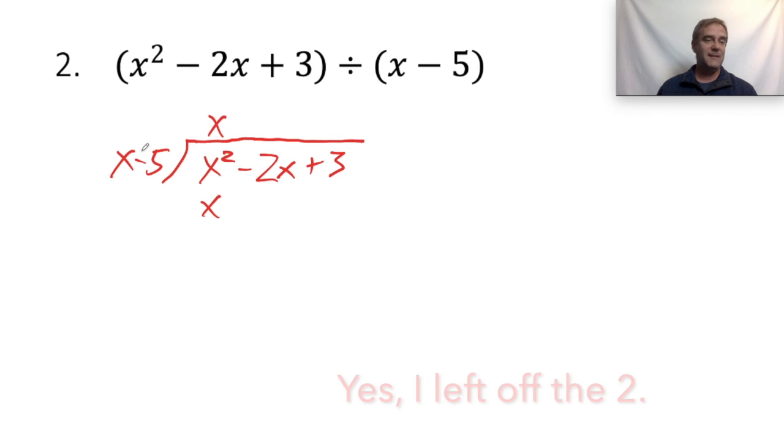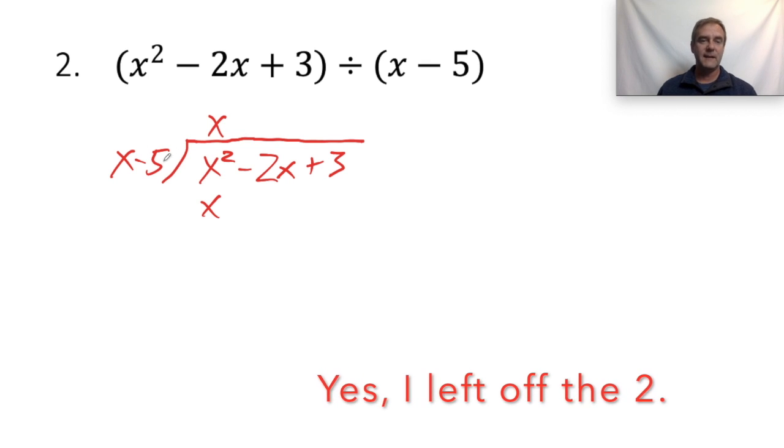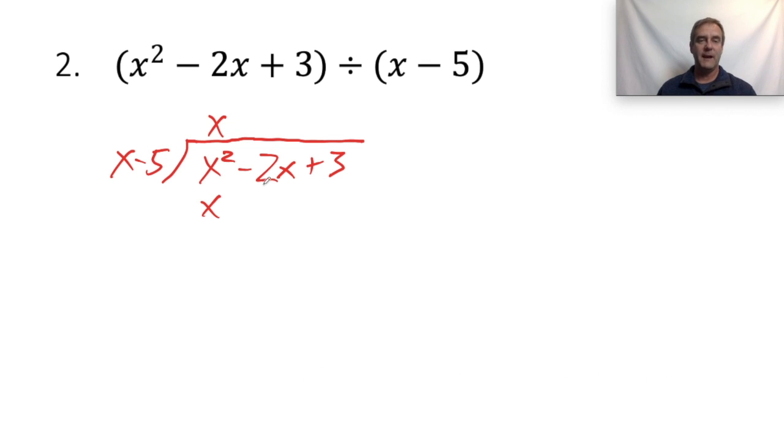X times x makes that x squared. But we can't just take the x times the x. We also have to take it times the negative 5. That makes negative 5x, which goes in the x column. Remember, we change the signs before we draw the big subtraction bar. Whoops, I missed the squared. So x squared minus x squared leaves us with nothing. Negative 2x and positive 5x leaves a total of 3x.